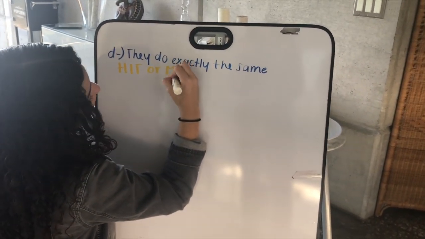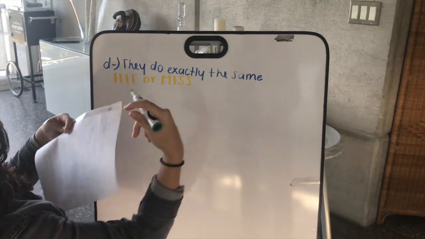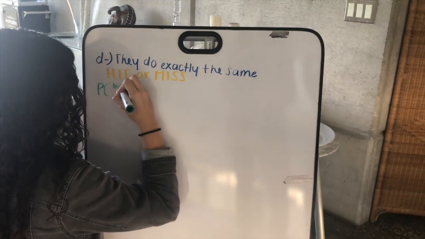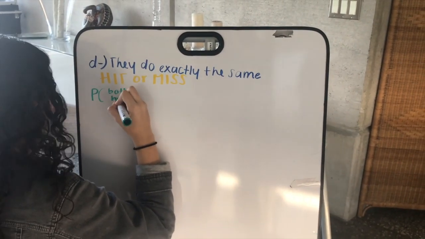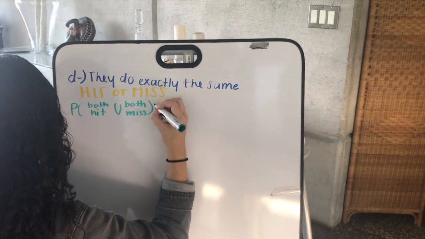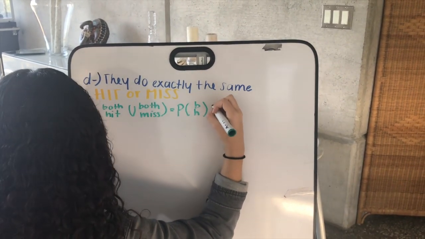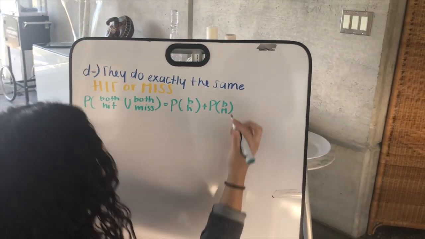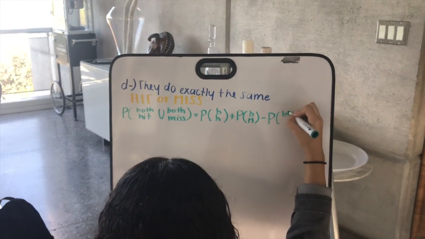Letter D: they both hit or they both miss. For this problem, we are going to use the addition law, because this problem is mutually exclusive since they cannot hit and miss at the same time. So we're going to take the probability of both hitting or the probability of both missing. Remember that OR means union, and union means sum up. So we are going to do the probability of both hitting plus the probability of both missing minus the probability of both hitting and both missing.